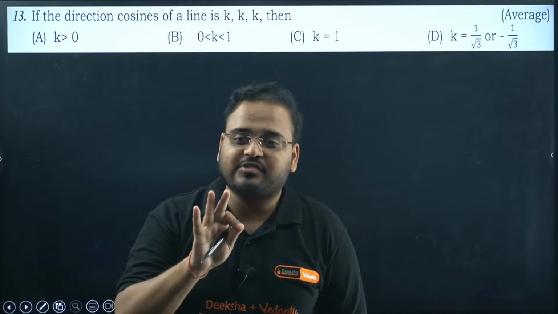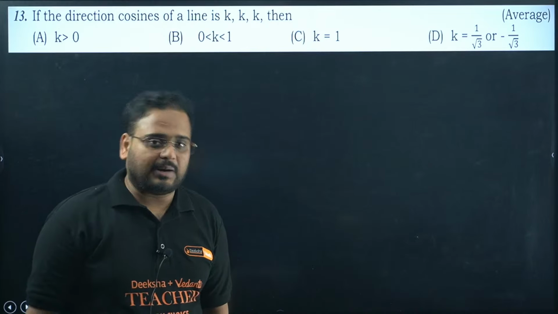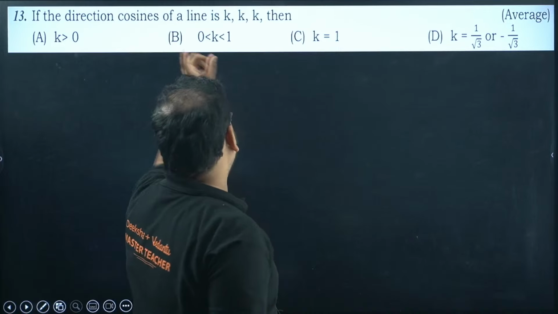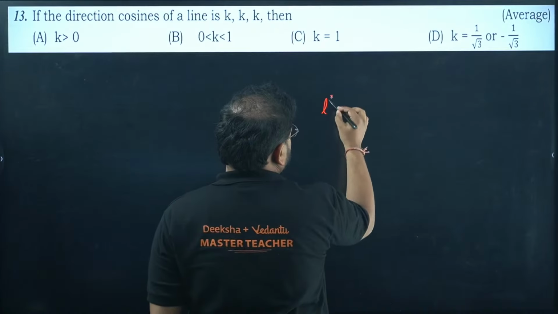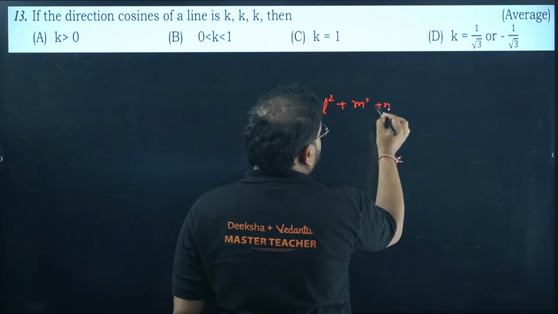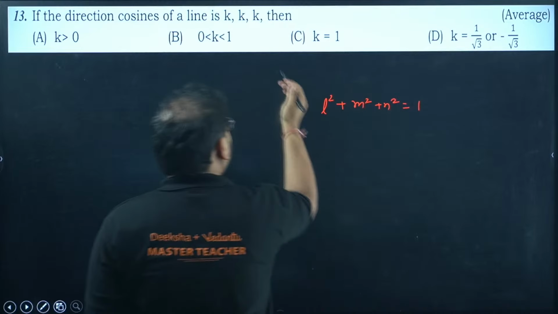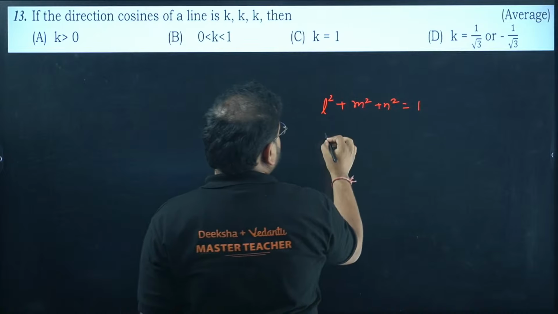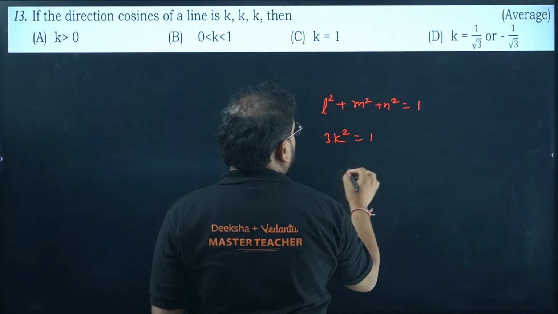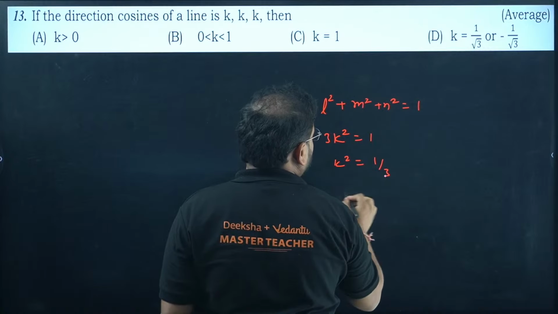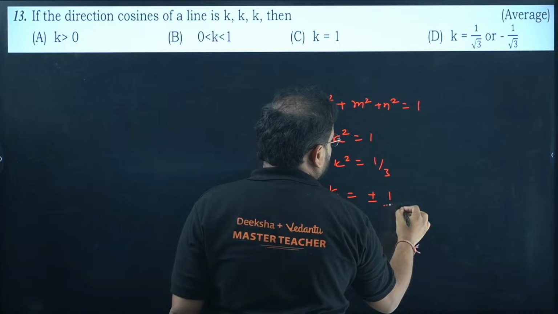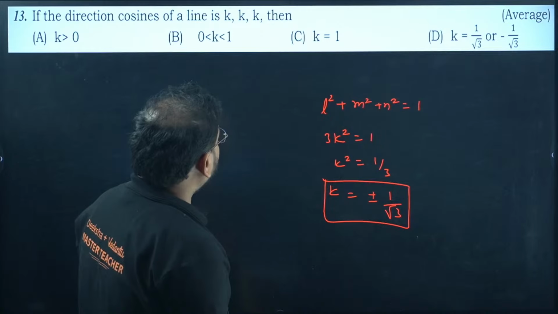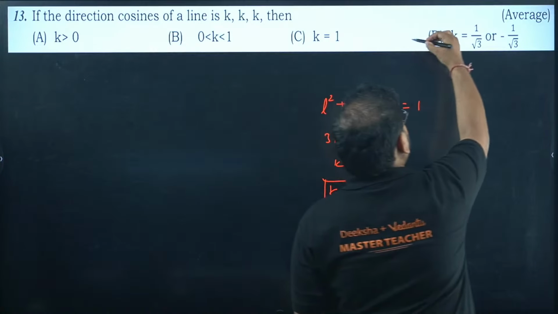We have conquered the first 3 marks from the continuity and differentiability chapter. Okay, the direction cosines of a line are k, k, k, then what will the value of k be? They're saying DCs, which means we know that l square plus m square plus n square is 1. The l value is k, the m value is k, and the n value is k. So we'll have 3k square equals 1. K square is 1 by 3, which means k will be plus minus 1 upon root 3, which is option D, I guess, right?